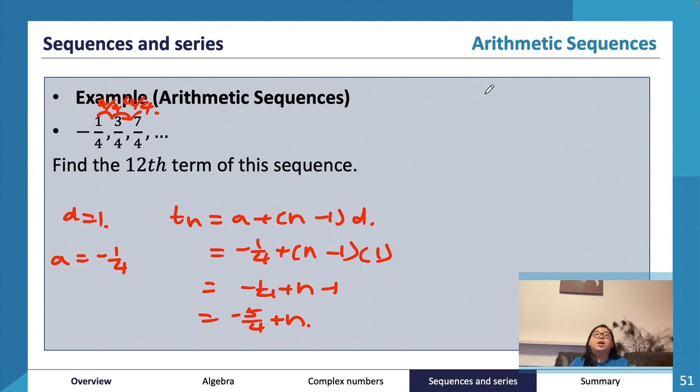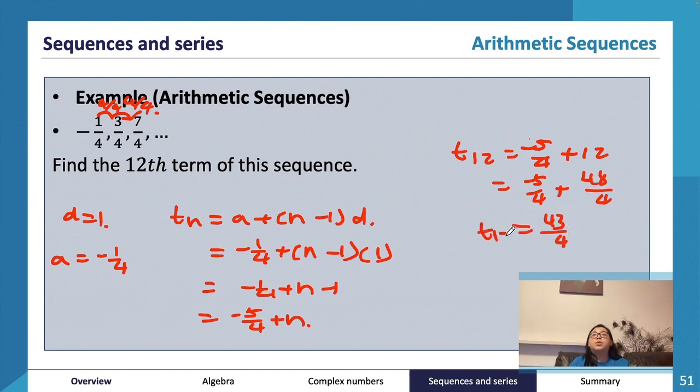Now that we're happy with the actual sequence, it's always good to double check throughout what you're doing. So now that we've double checked and made sure our rule is correct, what we can do next is actually sub in. Now we're looking for t12, so that's going to be negative 5 on 4 plus 12. We can convert that into fourths as well, so that's 48 on 4. So we'll get 43 on 4. Therefore the 12th term is 43 on 4. Cool.